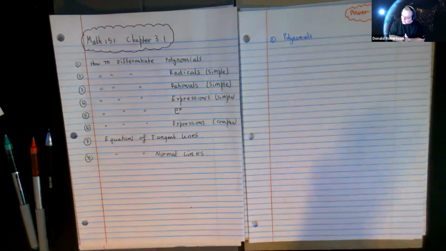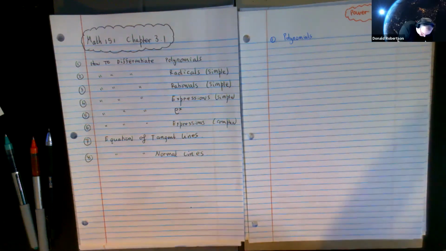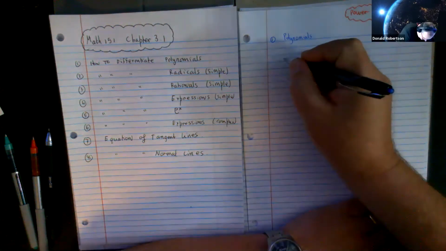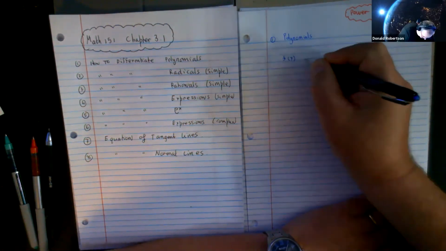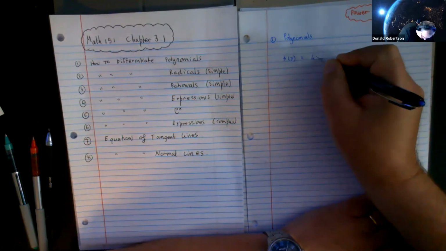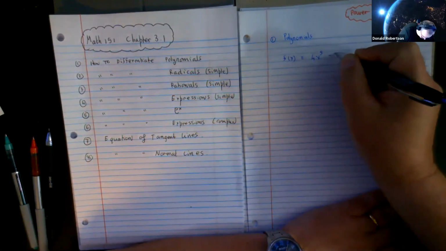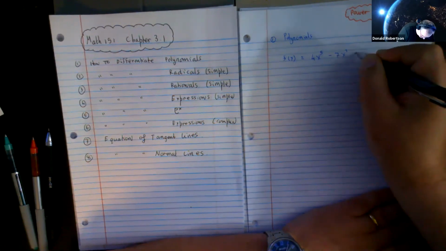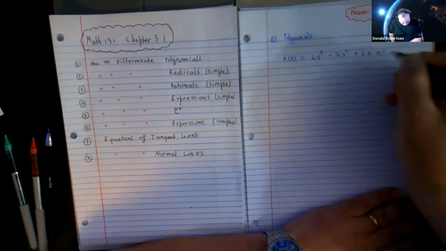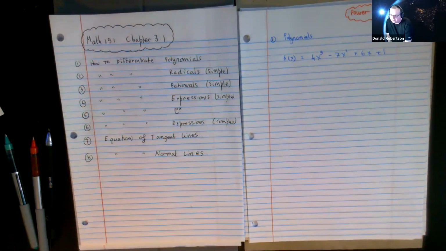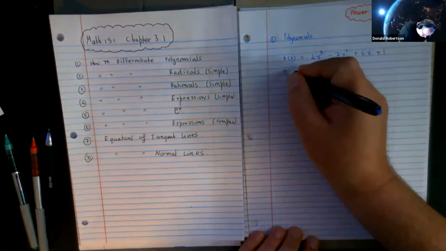Right, we've done some of these before, so let's jump right into it. Polynomials. 4x to the 5 minus 7x squared plus x plus 1. Power rule. That's how you would do these. Multiply by the power and reduce the power by 1.